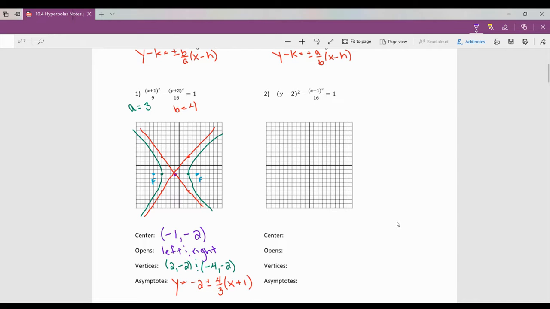It's H comma K, and H is what's with the X. So it's 1, 2. I'm going to go ahead and plot my center at 1, 2. And because the Y is first, it's going to open up and down. I don't need to write opens because it's already there. Opens up and down.